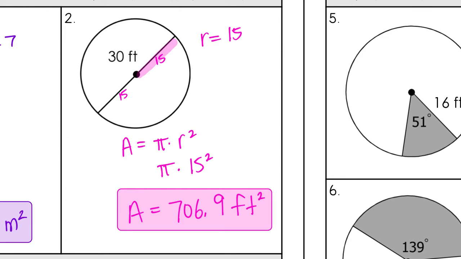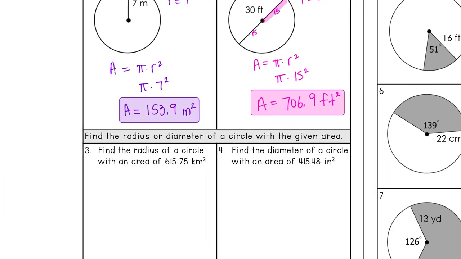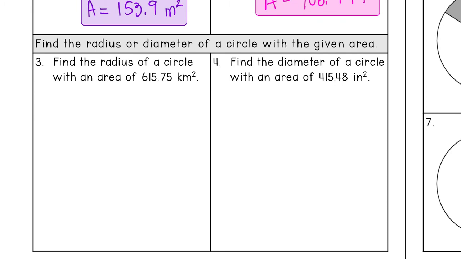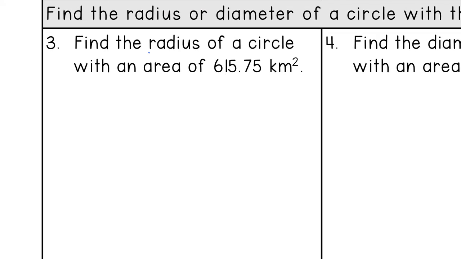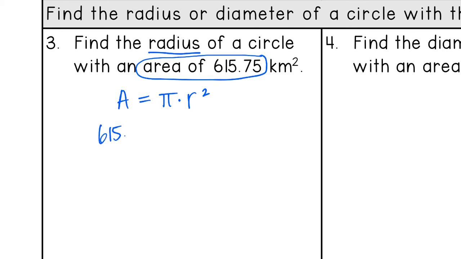Okay, the problem right below this, the instructions say, find the radius or diameter of a circle with the given area. So here it says, number 3, find the radius of a circle that has an area of 615.75. So remember that the formula for area is A equals pi times r squared. We're going to fill in what we know. So we know that the area is 615.75. Pi is always going to be pi, and then times r squared.